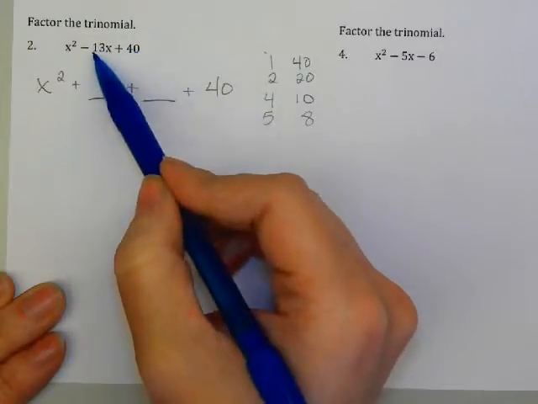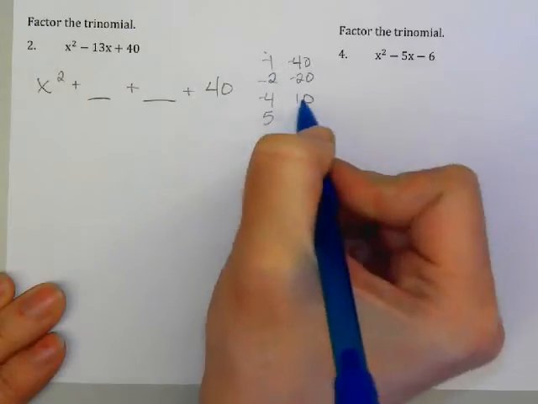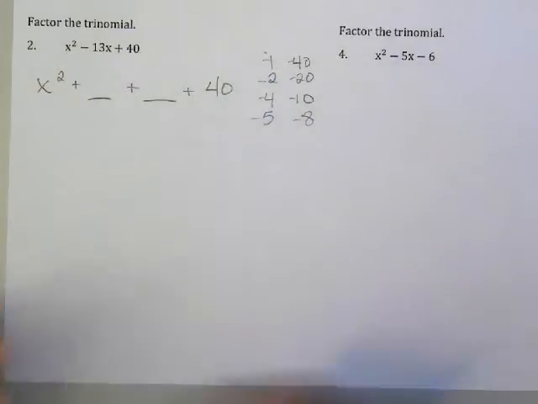What do we put, which pair of those adds up to negative 13? Negative 5 and negative 8. Yep. So we've got negative 5x and negative 8x. It's on the worksheet, number 2 and number 4.